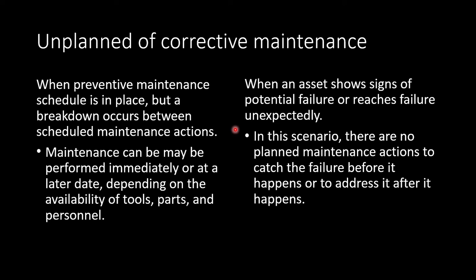And then we have unplanned corrective maintenance. So you have preventive maintenance, but something breaks down. What you're going to do is fix that thing immediately or at a later date, depending on the tools, parts, and personnel. This is one of the things that can create problems and make the maintenance quite expensive, because if you need a piece that you didn't have in stock and you need it urgently, you need to pay a premium to get it delivered, and that's a problem.